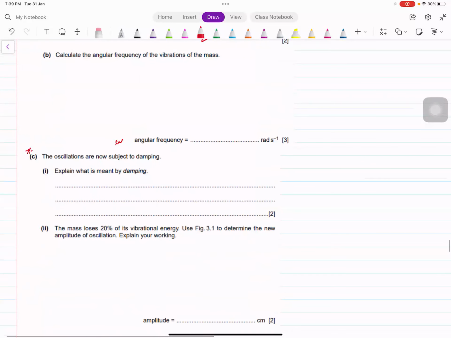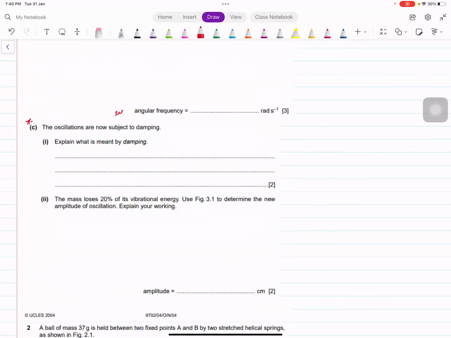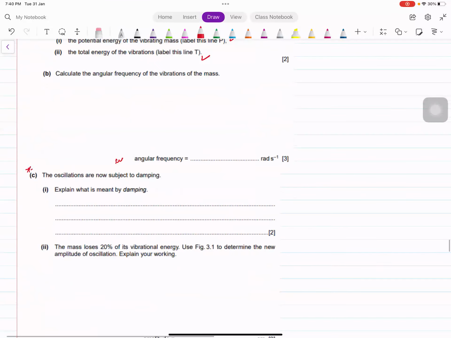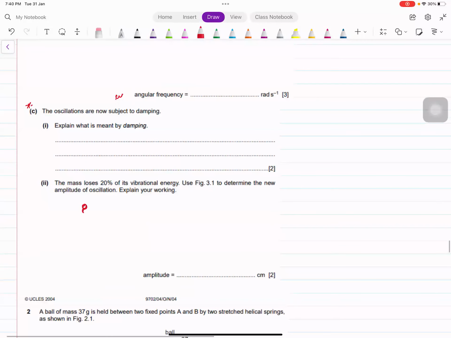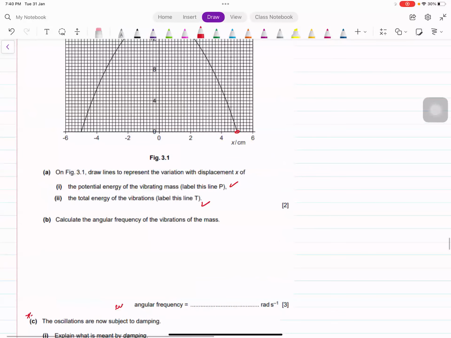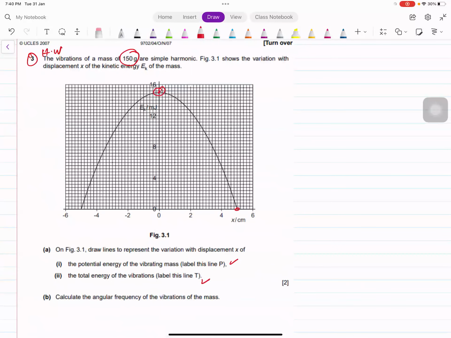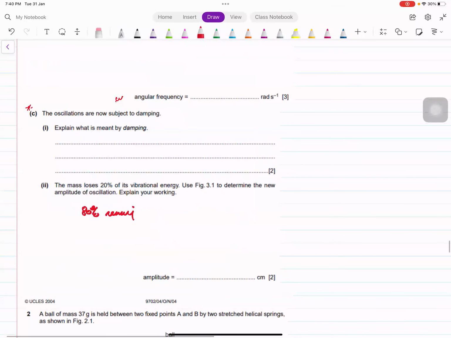Damping is basically loss of energy, by the way, when it goes through a resistive force or something like that. Anyway, we are going to do this. Then it says the mass loses 20% of vibration, determine the new amplitude. So if I lose 20%, how much remaining energy would I have? 80%. So can I find the 80% remaining out of the total one? I can, right? If I use that, then how do I find the amplitude? E1 over E2 equals x naught 1 squared over x naught 2 squared. That's it.